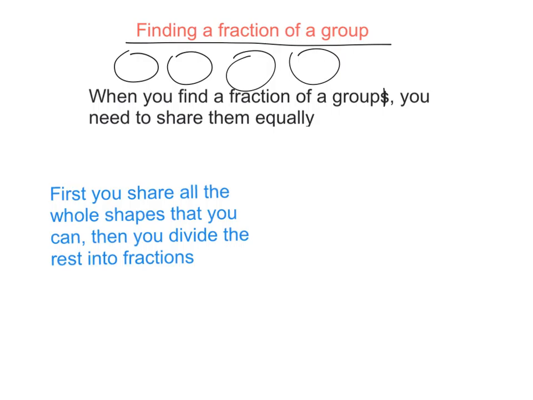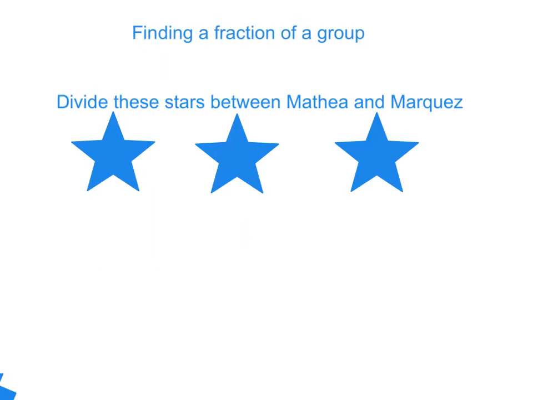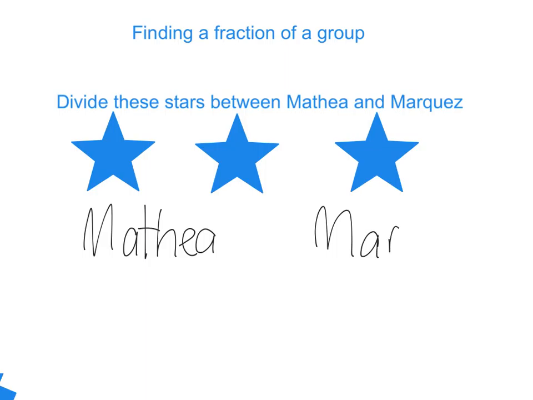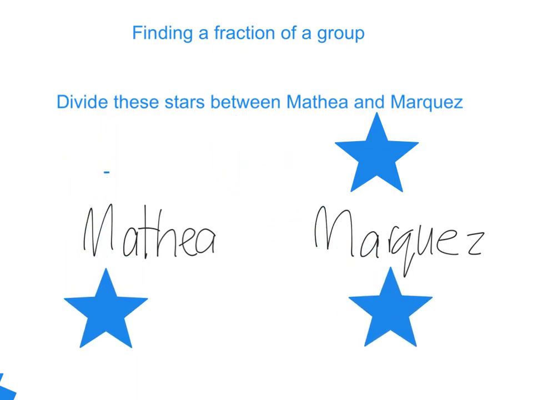So let's do the first example. This one says, divide these shapes between Matea and Marquez. Okay, what do we have to do first? We have to share all the whole stars. Matea over here, and Marquez over here. Can we give them a whole shape first? Well, yes, we can. Matea can have 1 star, and Marquez can have 1 star. So now we've got 1 star left in the middle that we have to cut.